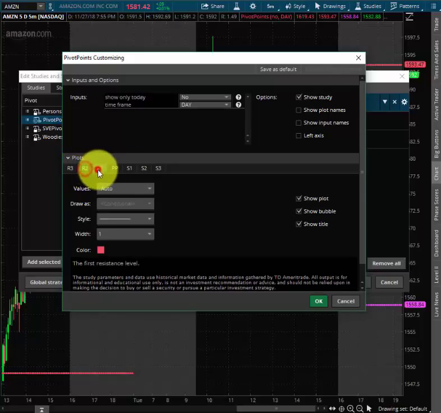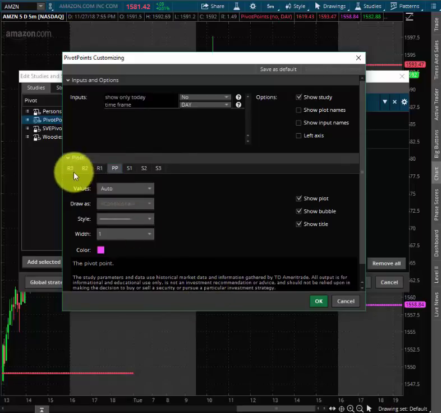R3, R2, R1, those are resistance levels, so those are the ones that are overhead. Pivot point, I refer to it as the mid pivot. So take that note down or put it in the back of your head that for the remainder of this webinar, I'm going to be referring to the pivot point as the mid pivot. Because to me, all of these are pivot points. So if I'm referring to R1, I'm going to call it the R1 pivot. If I'm referring to the pivot point, I'm just going to call it the mid pivot because it's in the middle. And then S1, S2, S3 are support 1, support 2, support 3 pivots.